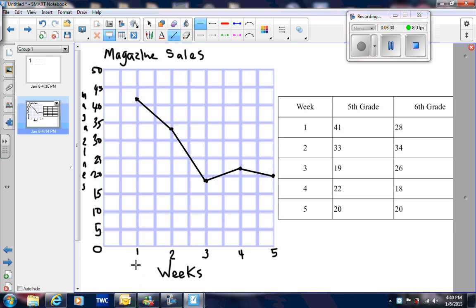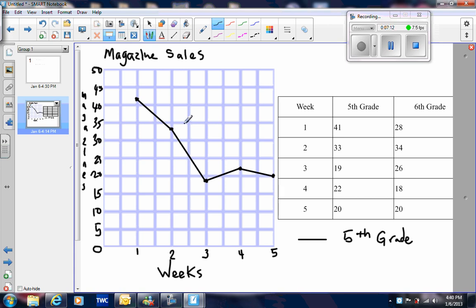And now I'm just going to add the 6th grade. When I add the 6th grade, it's going to turn from a line graph into a double line graph. So I'm going to do a little label down here, just so that people reading my graph know what these stand for. So when people read my graph and they see that black line, that's the 5th grade.